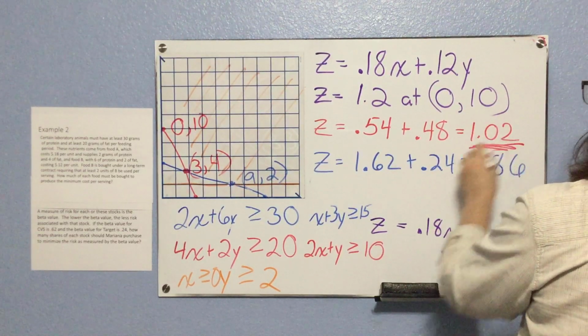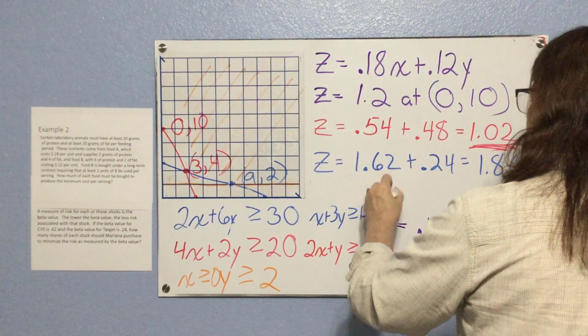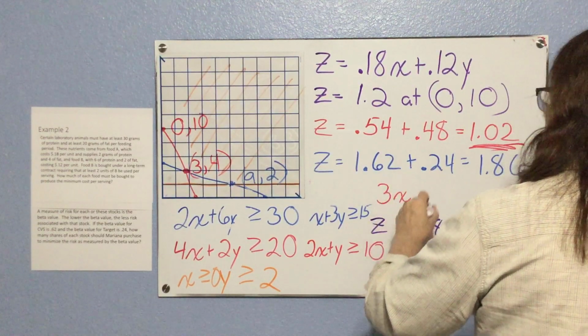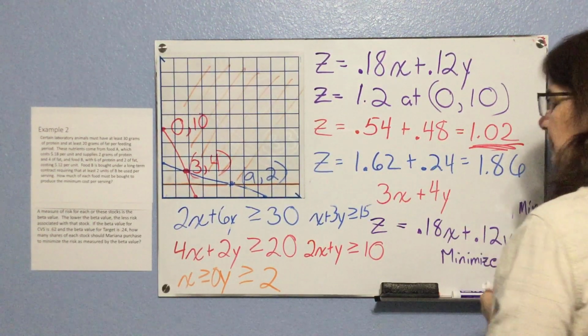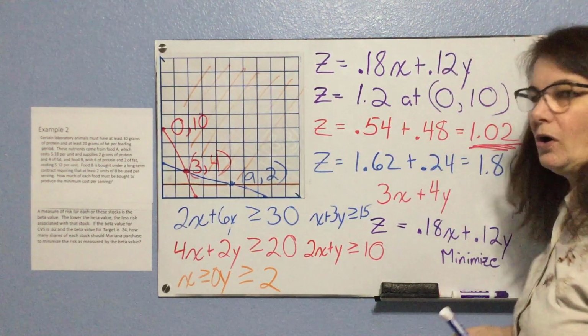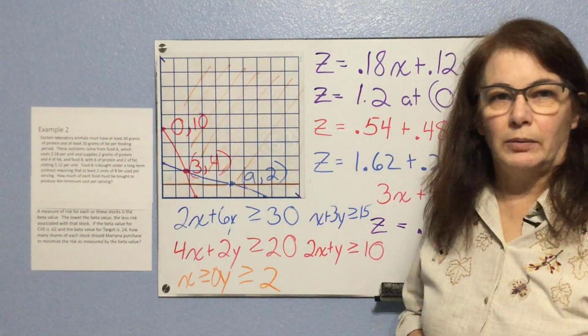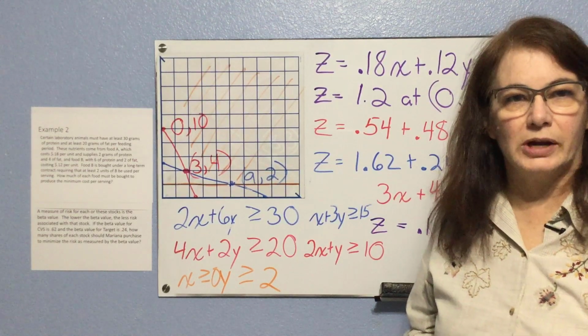I found it here. 3 x's and 4 y's. It's going to give me my minimum cost. So pause the video now and work on checkpoint 2.